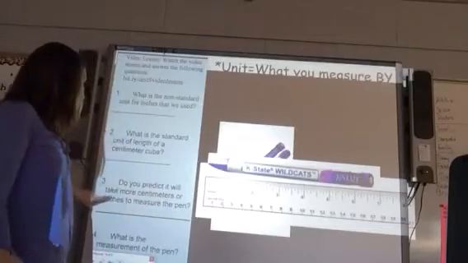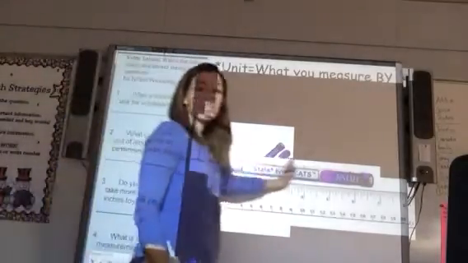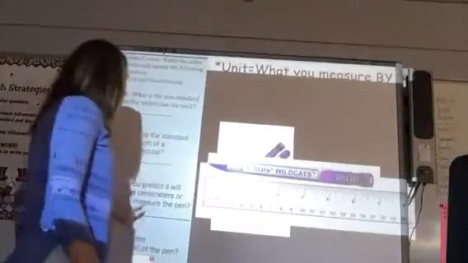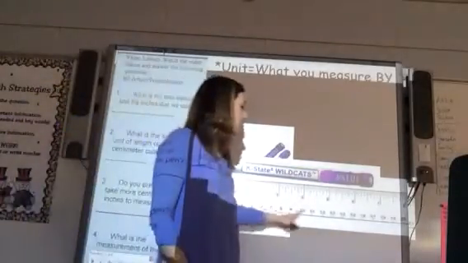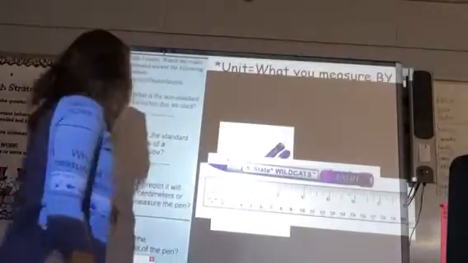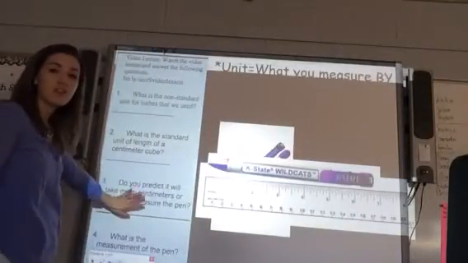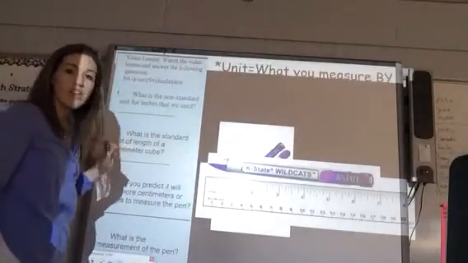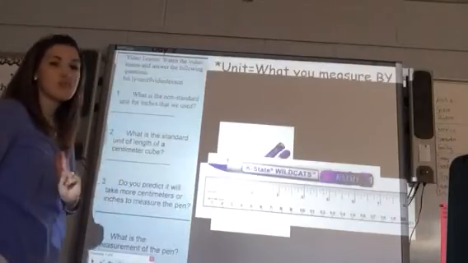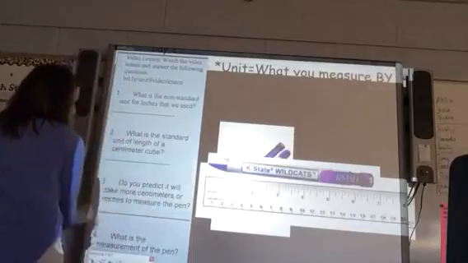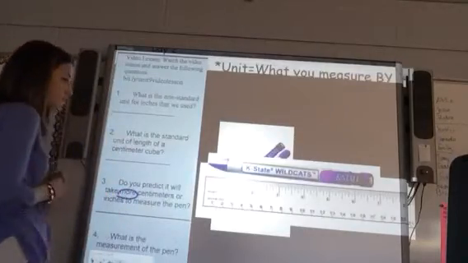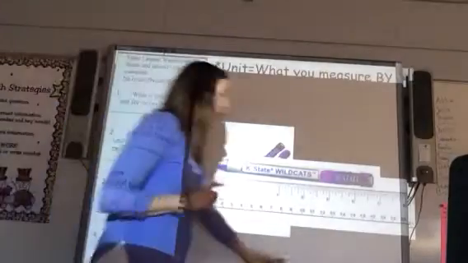So number 3, if you think it's going to take more inches to measure the length of this pin, then you put inches here. If you think it's going to take more centimeters to measure the length of that pin, then you put centimeters here. You do not put both. You do not leave it blank. You pick inches or centimeters because it wants to know which unit it will take more of. So take a moment and write that down.